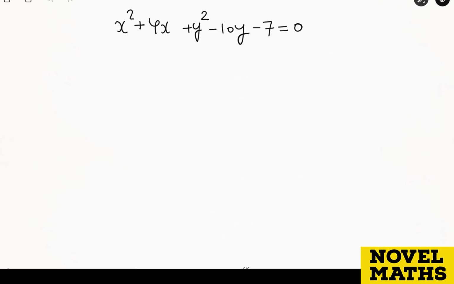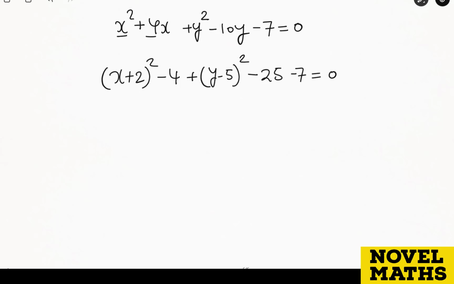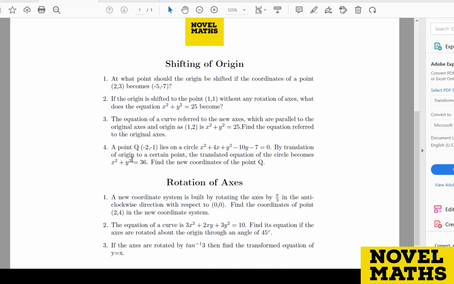Let's try to solve. Is this not something like x square plus something x plus 2, right? x plus 2 whole square. Obviously you're adding 4, so subtract 4, plus this is 5 times 2, so y minus 5 whole square. You are adding 25, so subtract 25, minus 7 equals 0. x plus 2 whole square plus y minus 5 whole square equals 25, 29, 36.